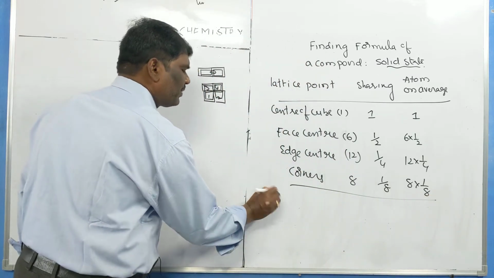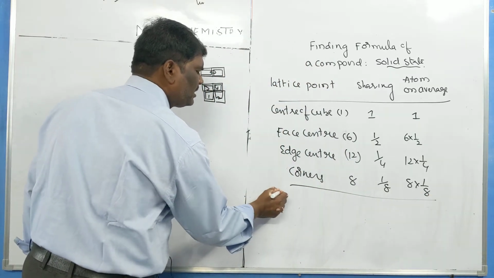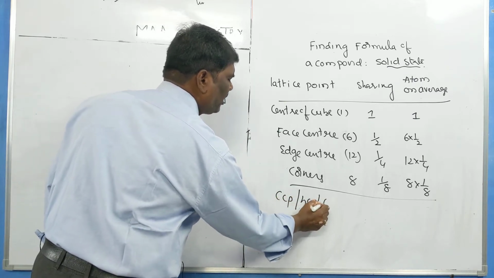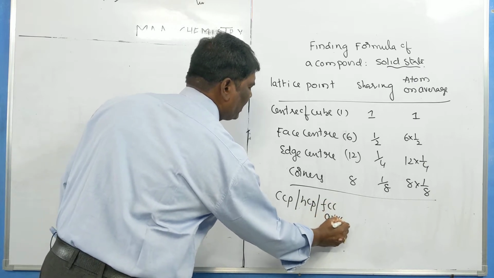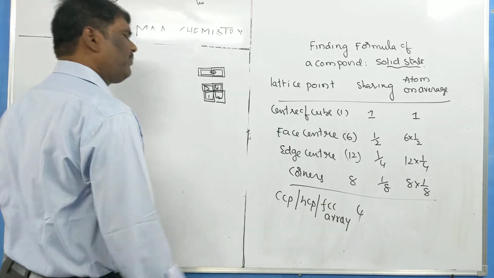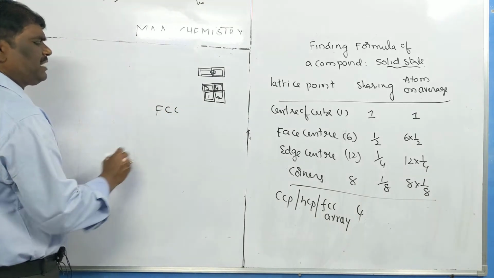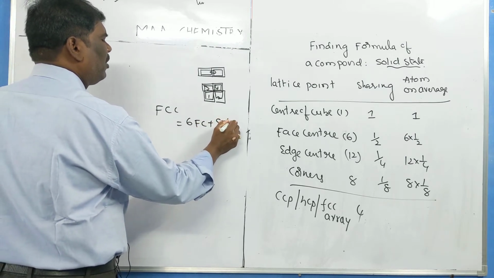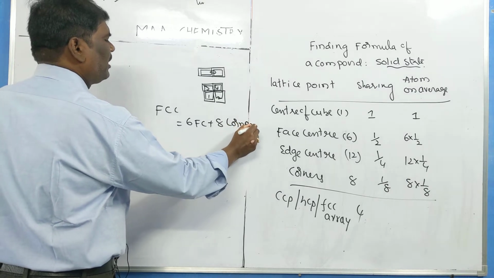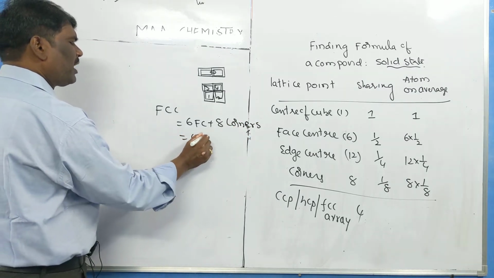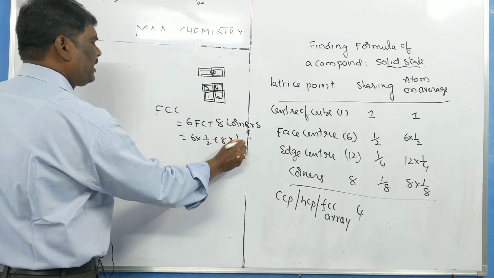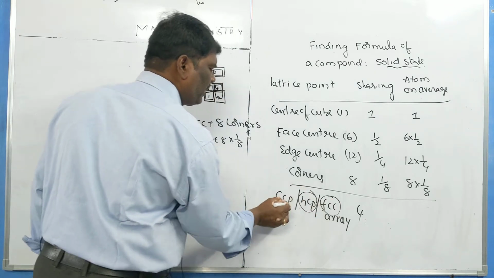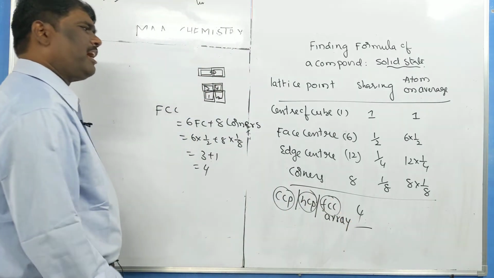One more point is, for CCP, cubic close packing, hexagonal close packing, FCC arrangement, let us take as 4. For example, I am saying FCC. FCC means 6 face centers and 8 corners are filled with atoms or ions. So 6 into 1 by 2 plus 8 into 1 by 8, so 3 plus 1. That means for an FCC, HCP or CCP arrangement, you take it as 4.